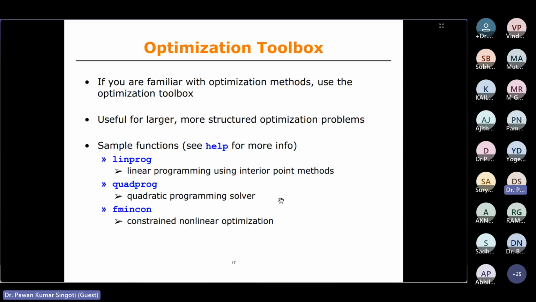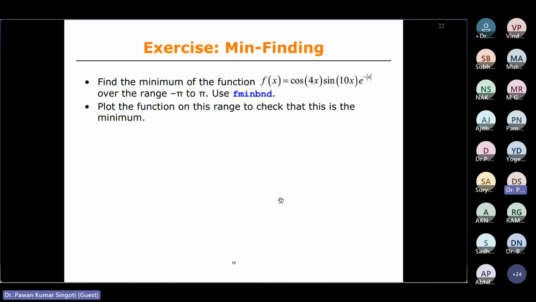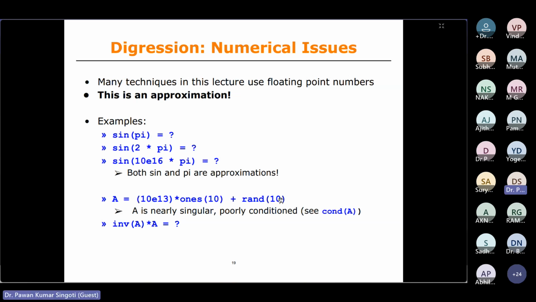So the optimization toolbox is also available. Okay, if you are familiar with optimization methods, use the optimization toolbox for larger, more structured optimization problems. Okay, simple functions like linprog, quadprog, fminunc, fmincon are available in the toolbox. So this is just for your information, and these are the exercises you can do with the optimization toolbox.